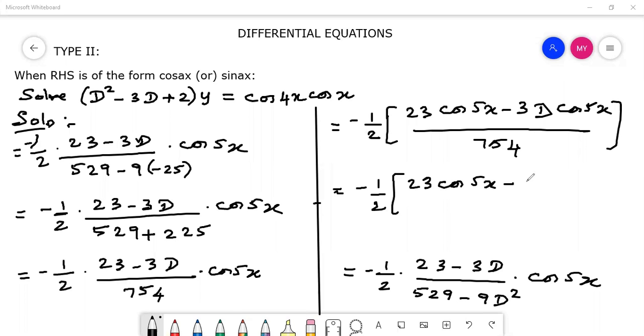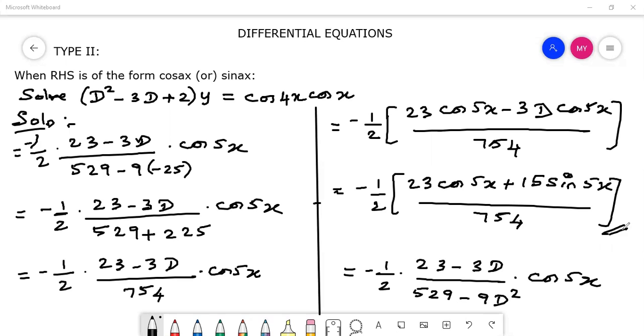It is negative sine 5x into 5. So that 5 and this 3 when multiplied, we'll be having 15 sine 5x, and this sine 5x will be in the negative sign. So when differentiating, the symbol will change. My over 754. So this is your particular integral 1.